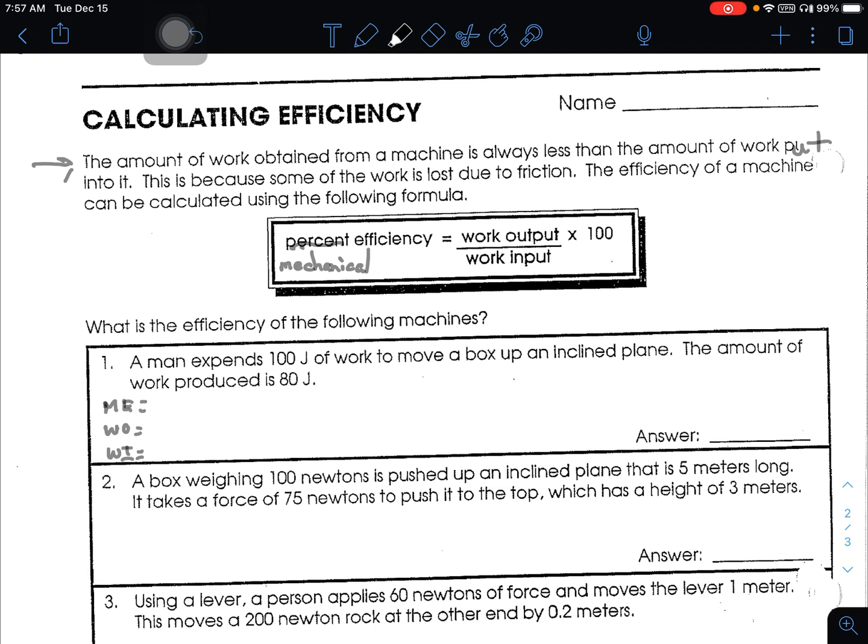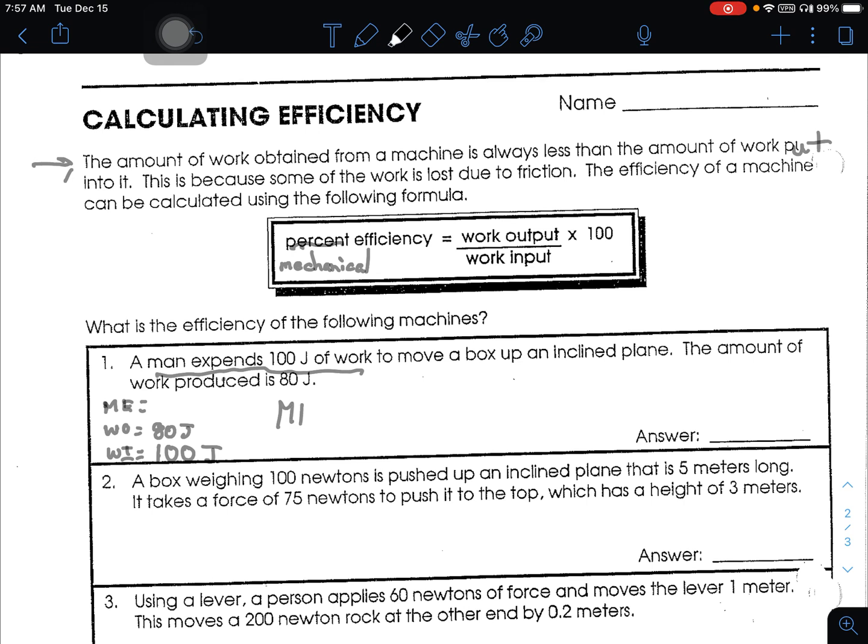It gives us the work. Let's think about what it says. A man expends 100 joules of work to move a box up an incline plane. The amount of work produced is 80 joules. Think about what the work being done by the user of the machine does. So what the man who is using the machine expends is our work input. So I'm going to fill in 100 joules down here by WI. Okay, the amount of work produced, which I guess is just getting the box up that particular height, is equal to 80 joules, which is my work output.